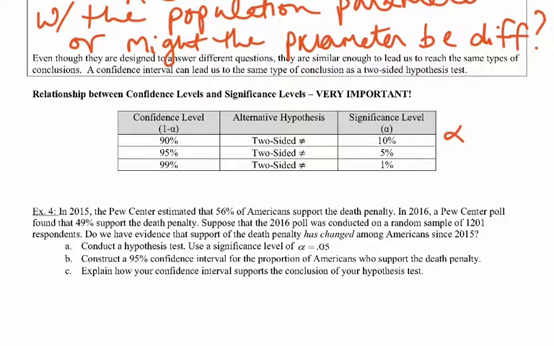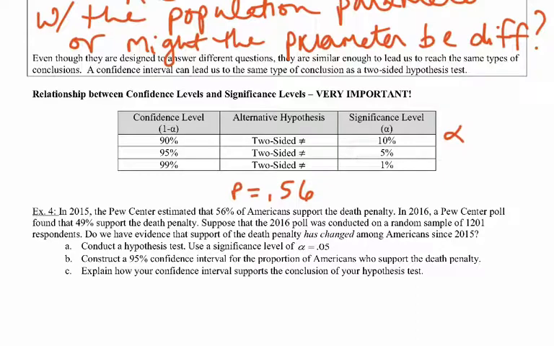So let's look at an example and see if we can put this together. Example 4 says, in 2015, the Pew Research Center estimated that 56% of Americans support the death penalty. The way this is phrased, they're stating this as the population proportion. This is what they think the population proportion was in the year 2015. So I'm going to jot that down. That would be p equals 56%.